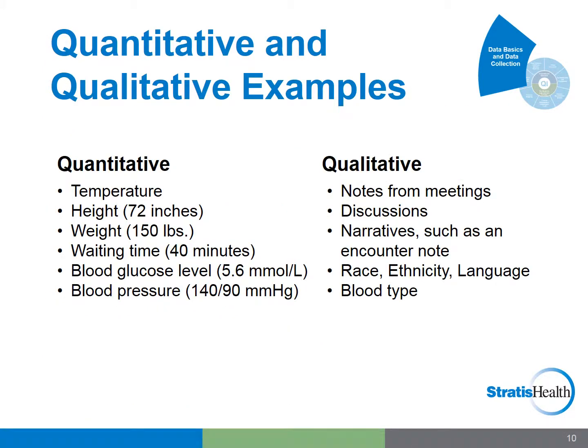Here are some examples of quantitative and qualitative data. A shorthand method to remember the difference is quantitative data is generally a quantity, with qualitative data describing qualities about what you are collecting. In the columns on the slide here, we have a short list of examples for each category. Quantitative would include temperature, height, weight, waiting time, blood glucose level, and blood pressure, with qualitative examples being notes from meetings, discussions, narratives such as encounter notes, again race, ethnicity, and language, and blood type.